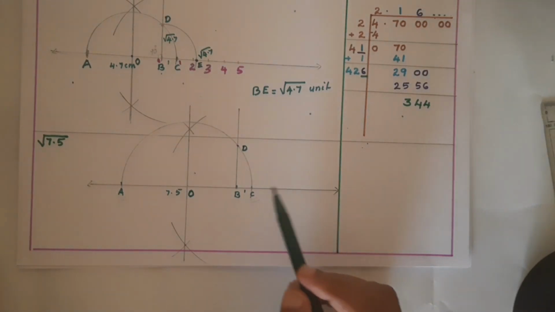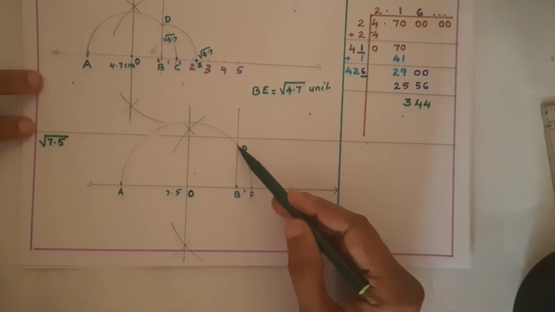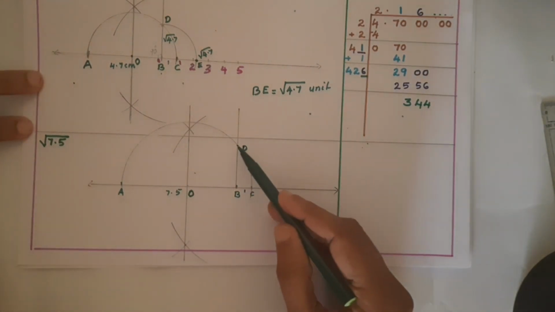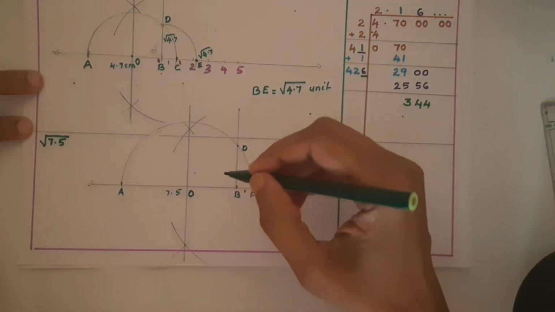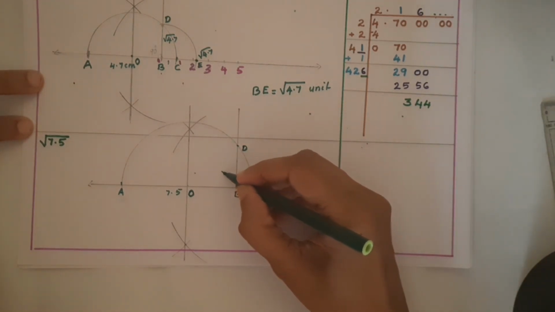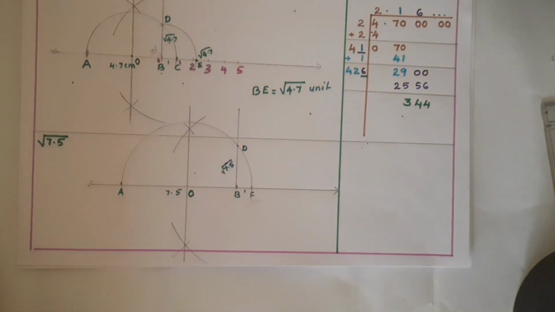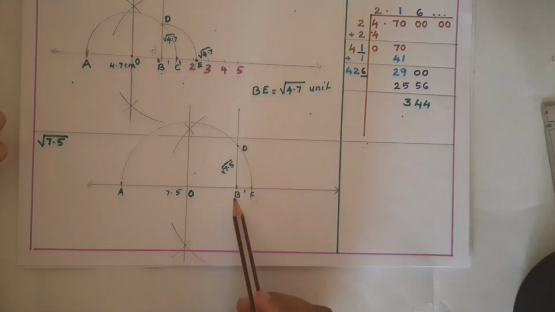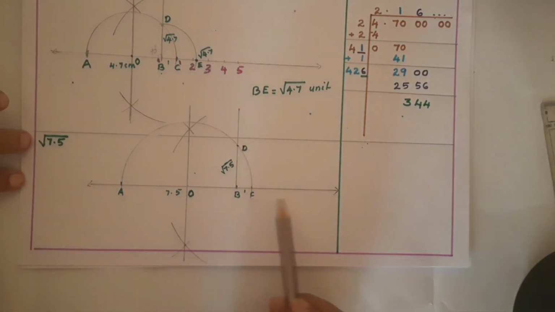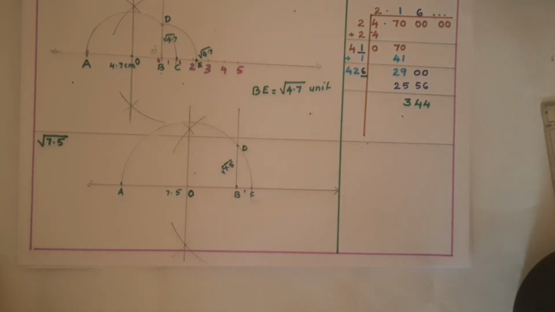Now what we can say? The square root of 7.5 will be this length BD. This BD will be square root of 7.5. Okay. Now, but here we got this length here only. We have to mark it in the number line. Okay. So we need number line also.